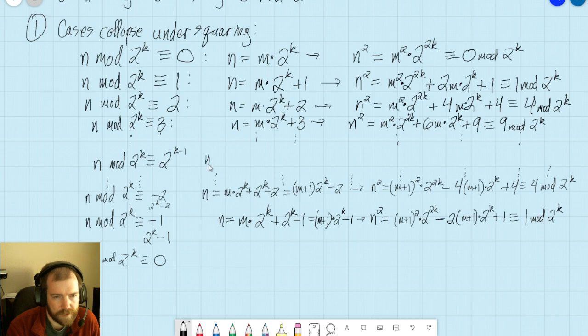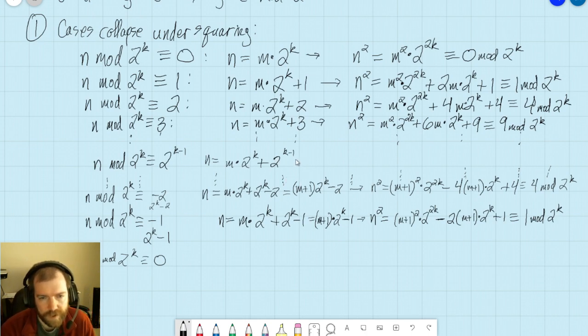All right, so that means that n would be equal to m times 2 to the k plus 2 to the k minus 1. Okay, which at this point, I don't know. Can do a couple of things.